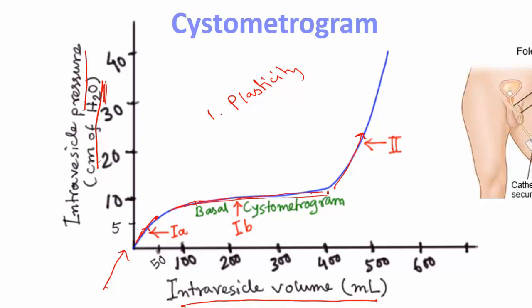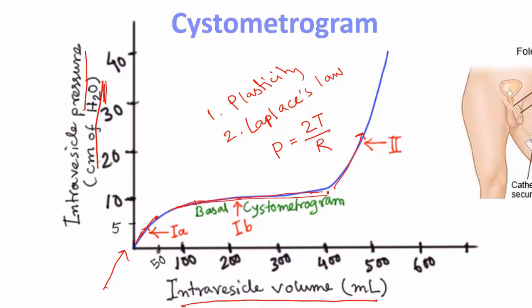Now next, number 2, we can assume the bladder as a hollow and almost thin-walled spherical organ. So it will follow Laplace's law. Now what is it? Pressure P is equal to 2T by R. T is the tension and R is the radius.